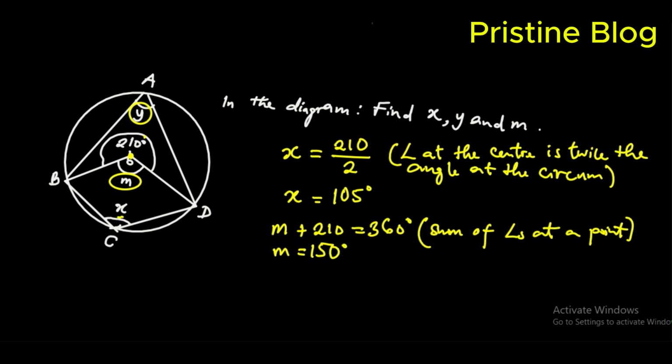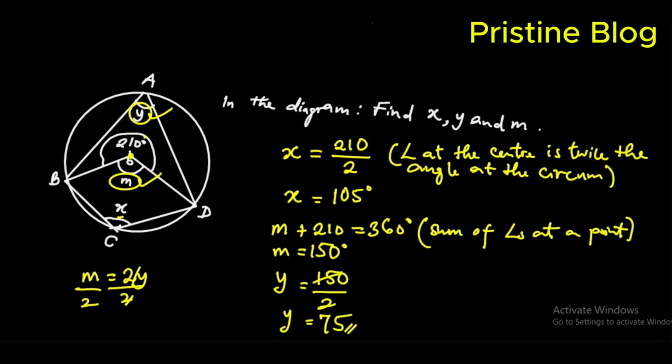Okay, so to get y now, y is equal to half of 150. That is half of m. You should know that m and y will work together because m is equal to 2y. We divide by 2, divide by 2. So we now get our y is equal to m over 2. So y is equal to 75 degrees.